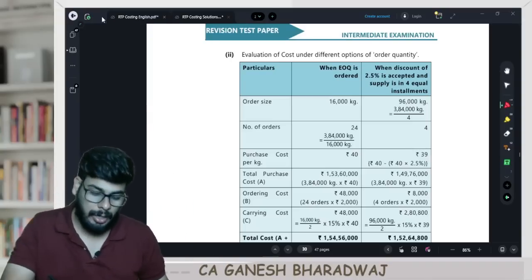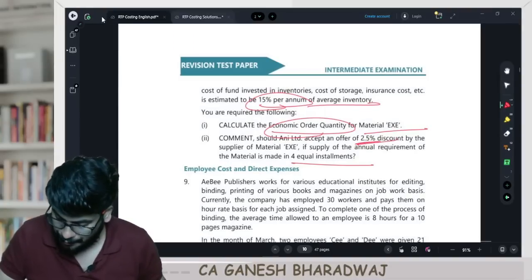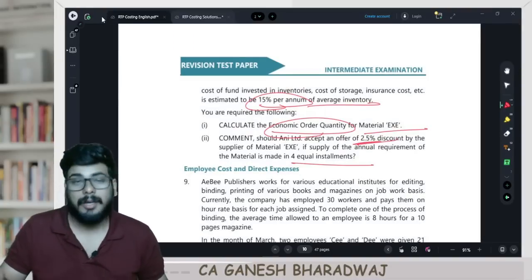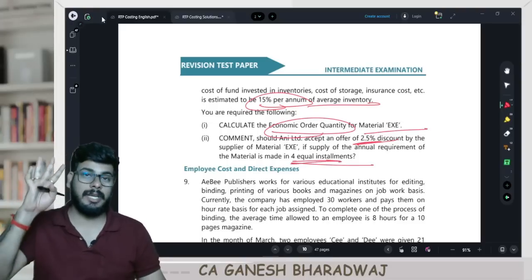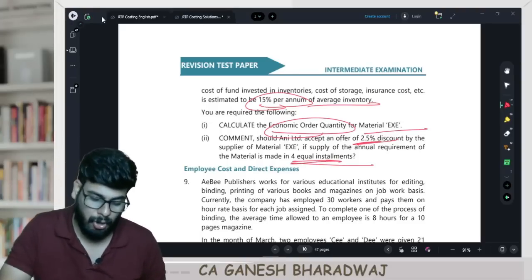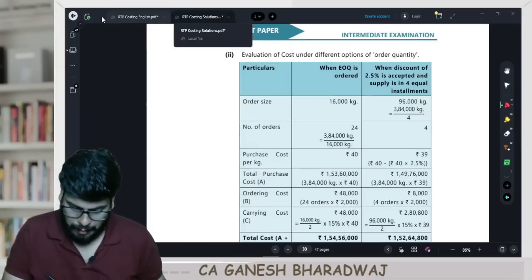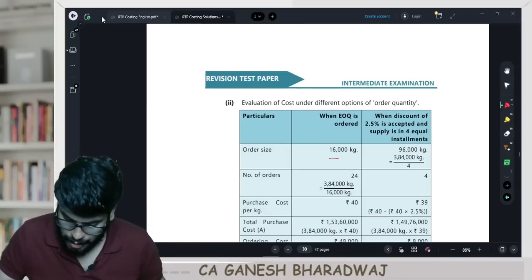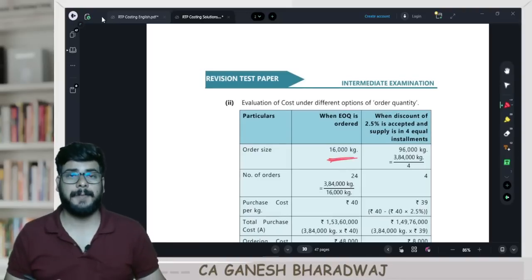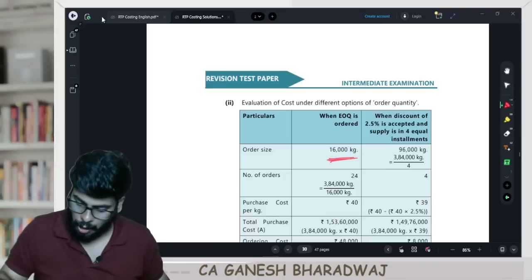Now, should we accept a discount of 2.5 percent if the supplier is asking us to purchase the material in 4 equal installments? This is all they are asking for. Now, what will happen to the order size? Every time I place an order under EOQ, it's going to be 16,000 kgs. Correct? Now, if I'm going for 4 equal installments, how much will that be?